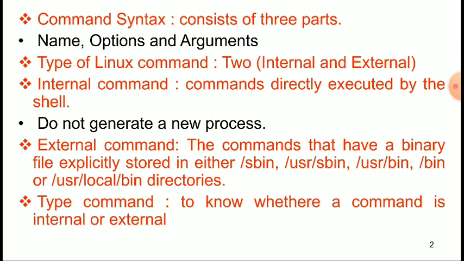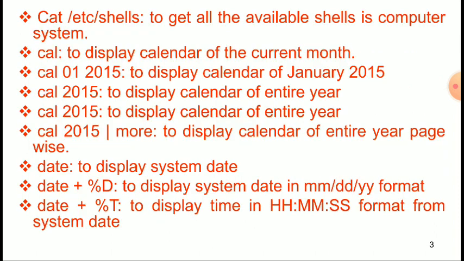Next command is the type command. The type command is to know whether a command is internal or external. So that is the type command. Next command is cat /etc/shells. That means to get all the available shells in the computer system. And that is shell.